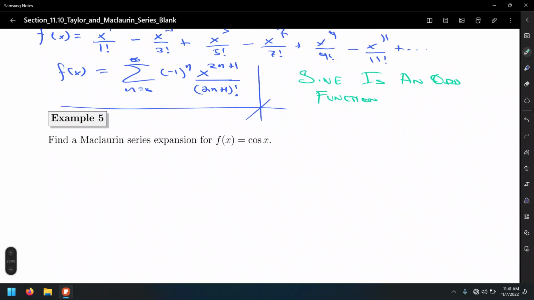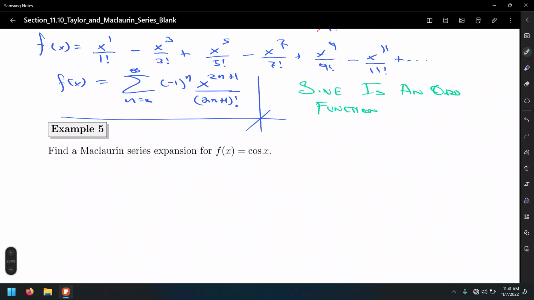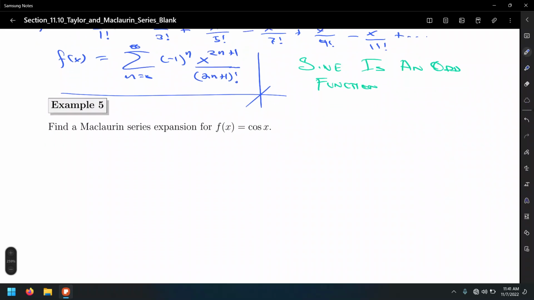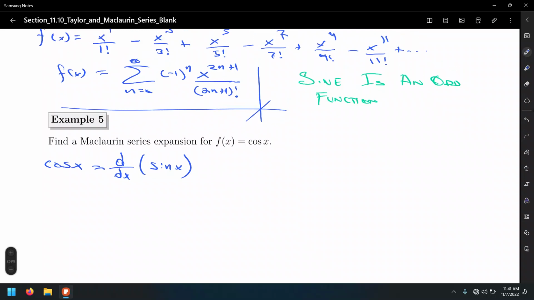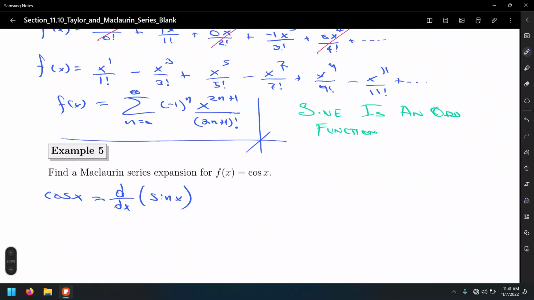Find a Maclaurin series expansion for the function cosine x. And no, we're not going to do the whole process of finding four derivatives and evaluating. Actually, we're going to use the information that we got from the previous step. One thing to keep in mind is that, using calculus, the cosine function comes from taking the derivative with respect to x of the sine function. But let's use the polynomial expansion from the previous example.